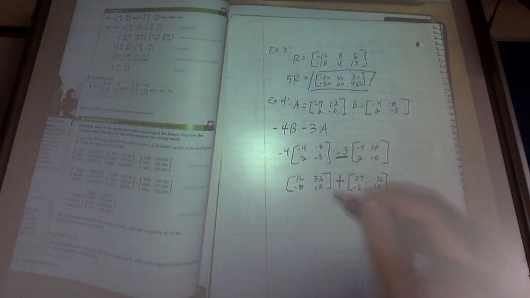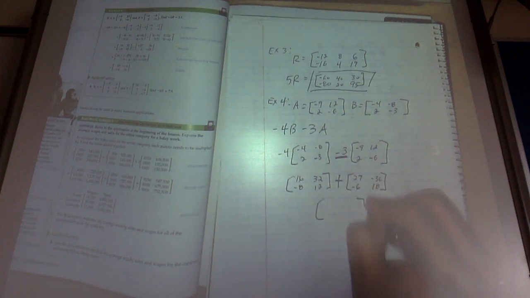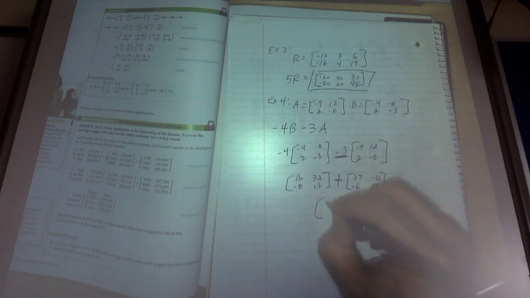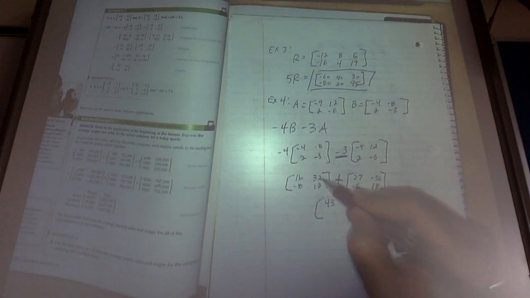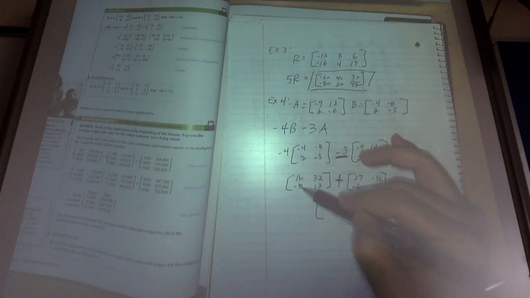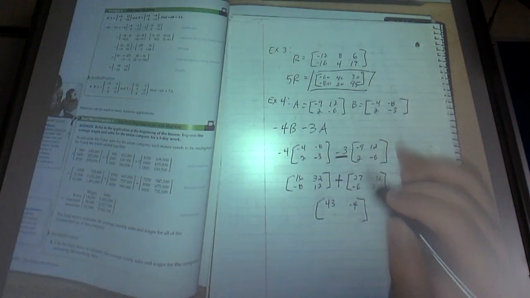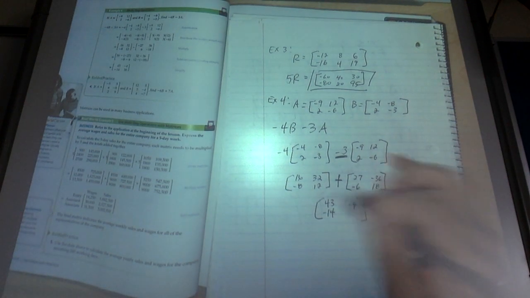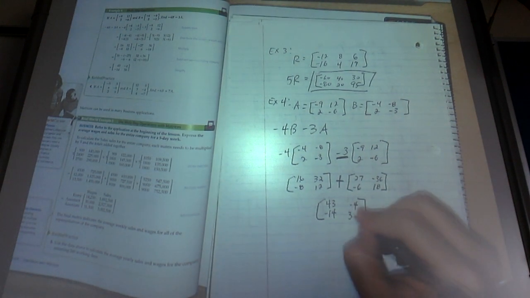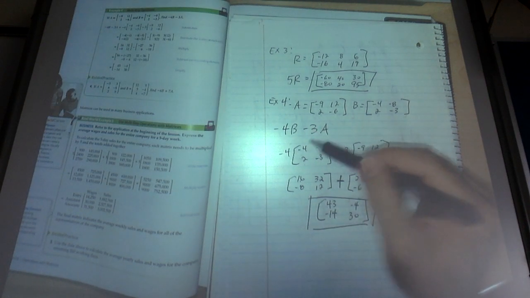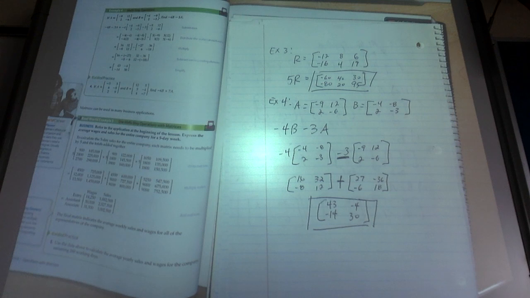So now I've got two 2 by 2 matrices, and I'm just adding them together. Top left with top left. All right, 16 plus 27 is 43. Top right plus top right, 32 plus -36 is -4. Bottom left plus bottom left, -8 plus -6 is -14. And bottom right plus bottom right, 12 plus 18 is 30. And there is -4 times matrix B minus 3 times matrix A, and we get that.